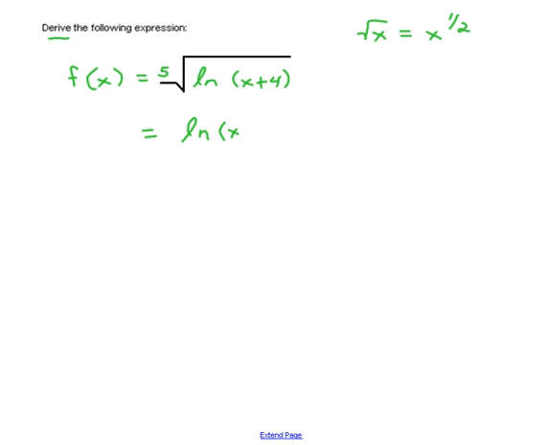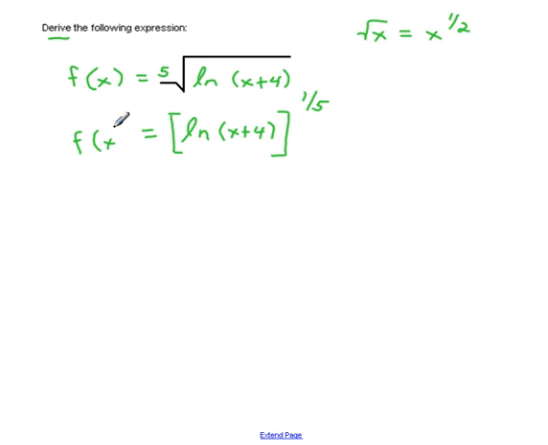ln of x plus 4. Remember, let's keep everything in brackets, right? Because it's one expression. Raised to the power of 1 over 5. Just like this. Okay, much simpler now. Hopefully, you guys should have noticed that this is now a simple chain rule expression.